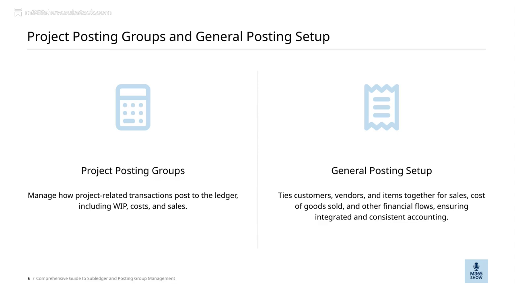Moving on to the general posting setup, this is all about managing how project-related transactions are posted to the ledger. Think of it as the control center for WIP, costs, and sales entries, making sure everything lands in the right place. Now, focusing on project posting groups, they serve as a way to categorize and manage these transactions more effectively. By setting up these groups, we can streamline the posting process, improve accuracy, and gain clearer insights into project financials.